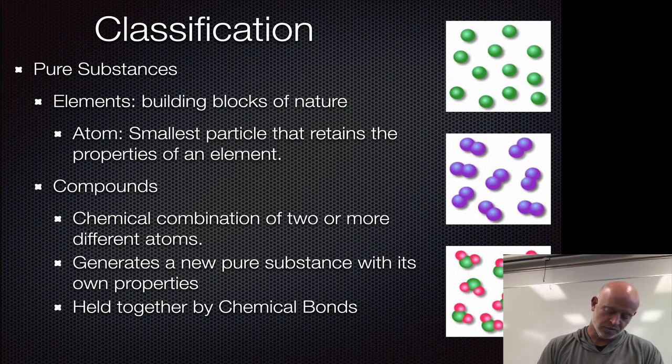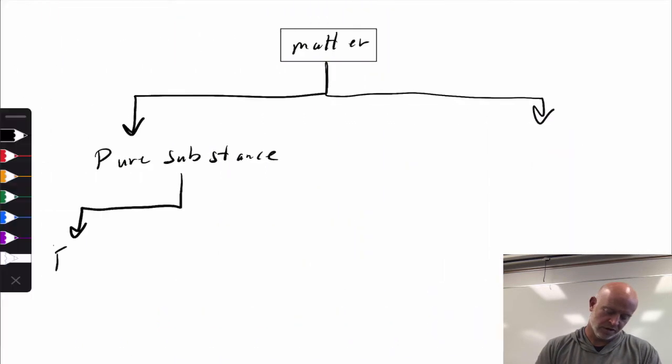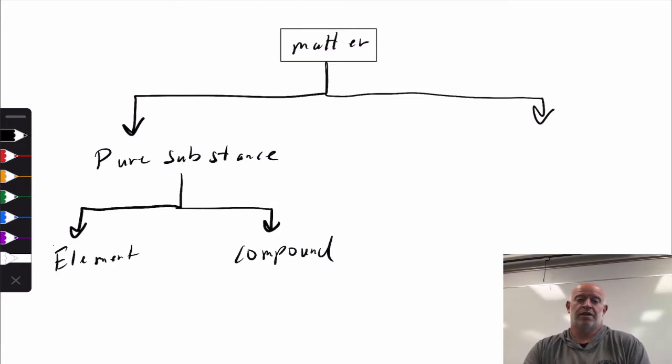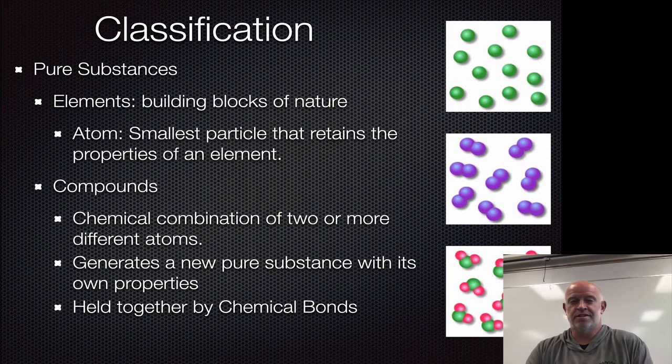So a pure substance, we can say, falls under the category of either an element or a compound. We'll tackle element first. Elements are the building blocks of nature. We have 118 elements. They're on the periodic table. They actually are easiest to identify because if they're not on the periodic table, they're not an element. Whereas we have lots more compounds and molecules and mixtures and other things, but elements are very, very specific. They have to be something off that periodic table.